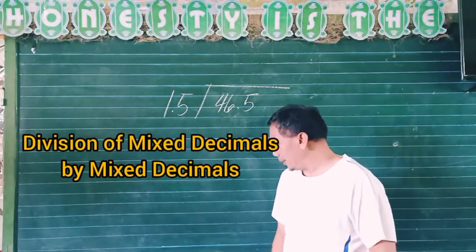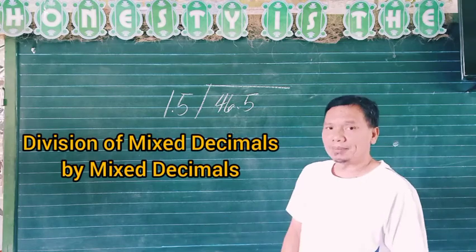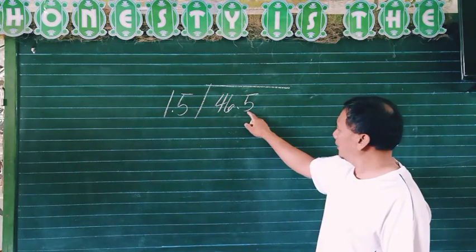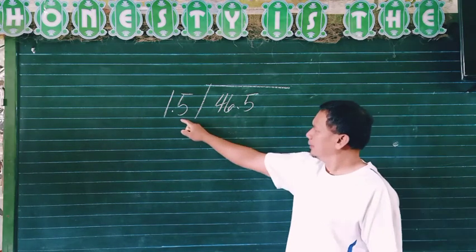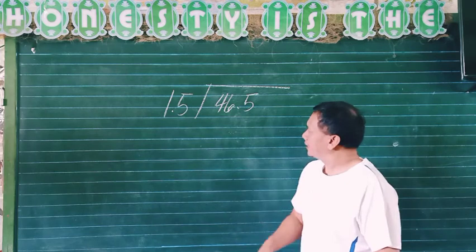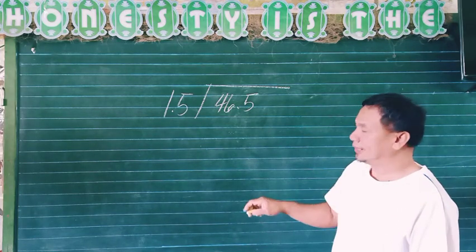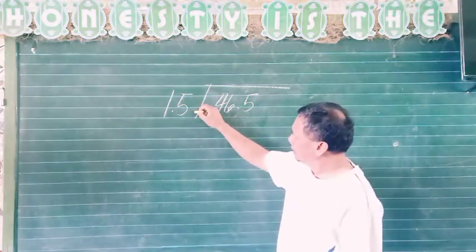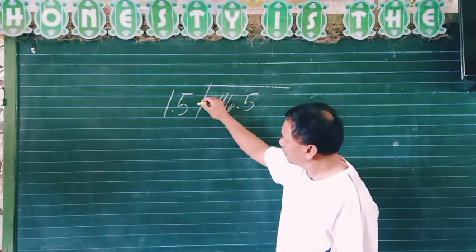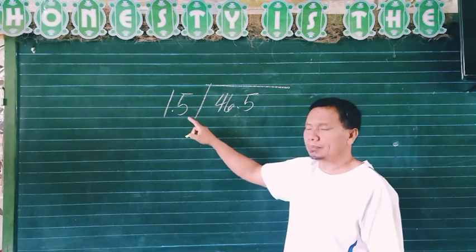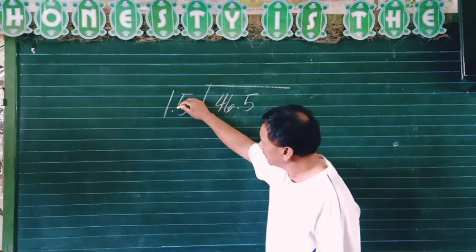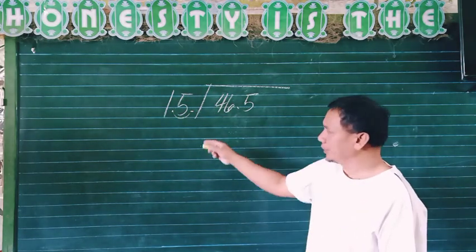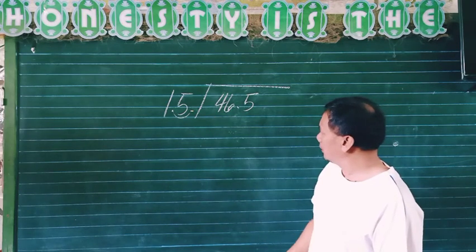Okay, next lesson is about dividing mixed decimals by mixed decimals. In our sample, we divide 46 and 5 tenths divided by 1 and 5 tenths. So both are mixed decimals. So first step, again, since our divisor is not a whole number, you make first this a whole number by moving the decimal point to the last digit. So we have only 1. So our divisor now becomes 15 as a whole number.